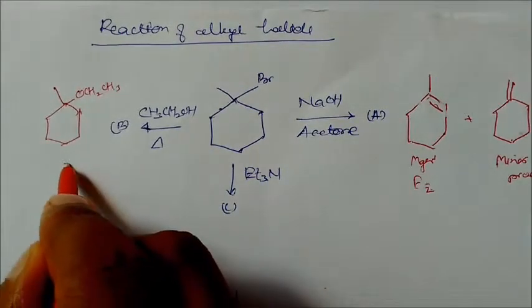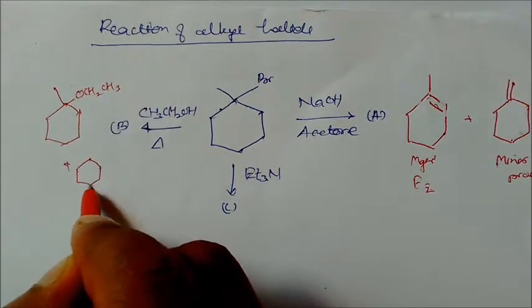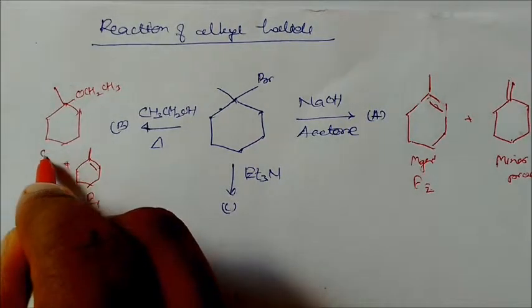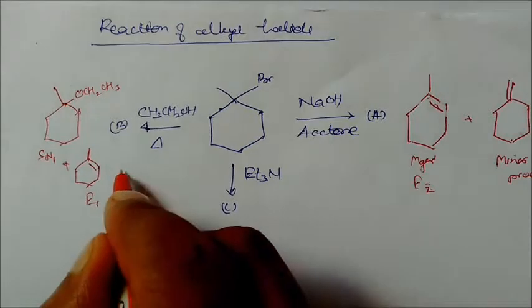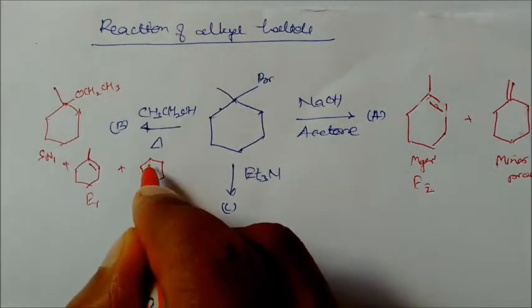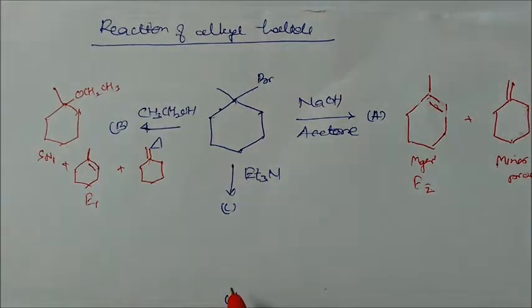So you will get another product, which is from the elimination reaction E1. This is your SN1, and one more product may be possible, that is E2. So one product will be this product.